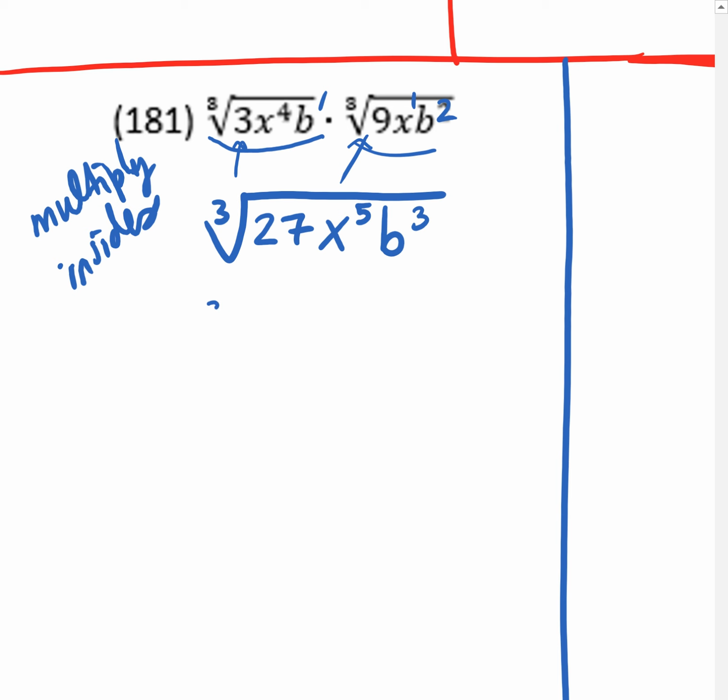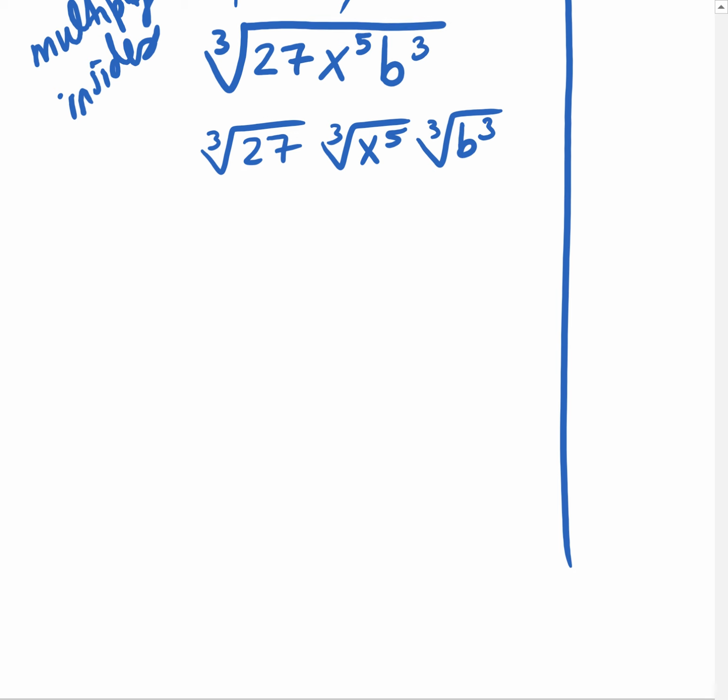Alright, now I'm going to give each of those things their own root. The 27 gets its own root. The x to the 5th, the b to the 3rd. Okay, the good news is 27 has a cube root. It's 3, since 3 times itself 3 times is 27. So for the x, I'm going to have to do my little trick there. Try to divide the index into the power.